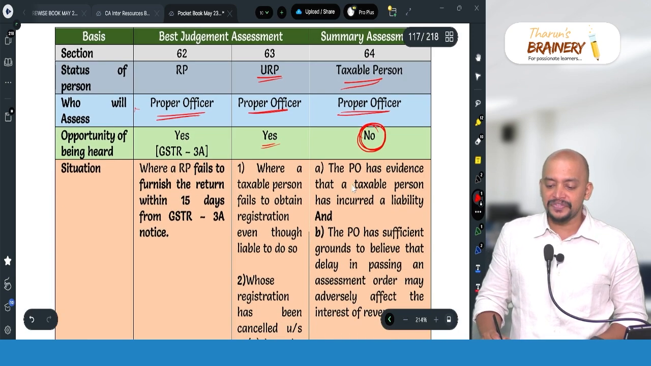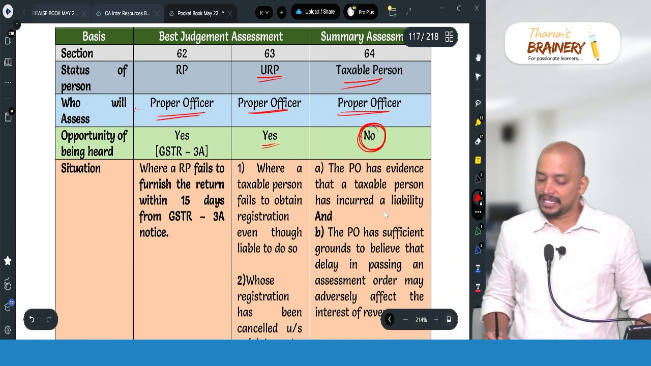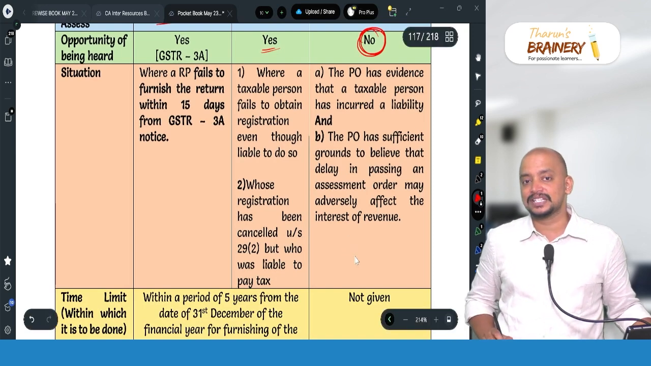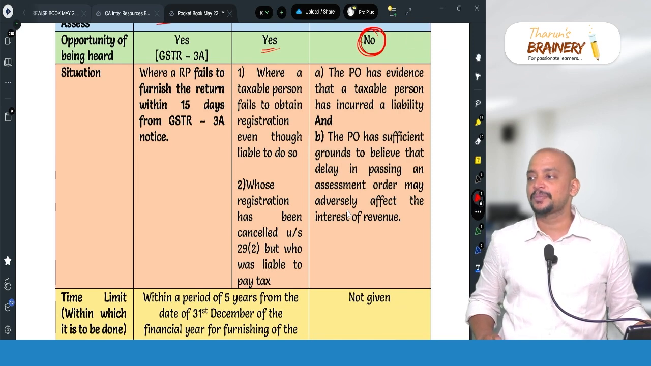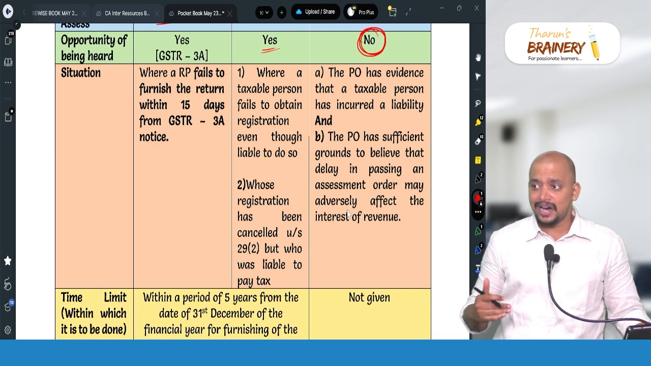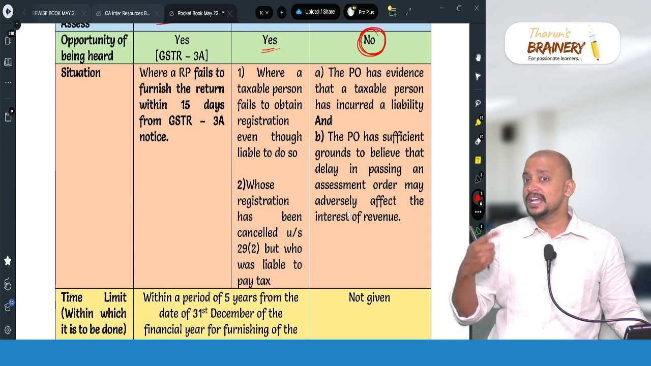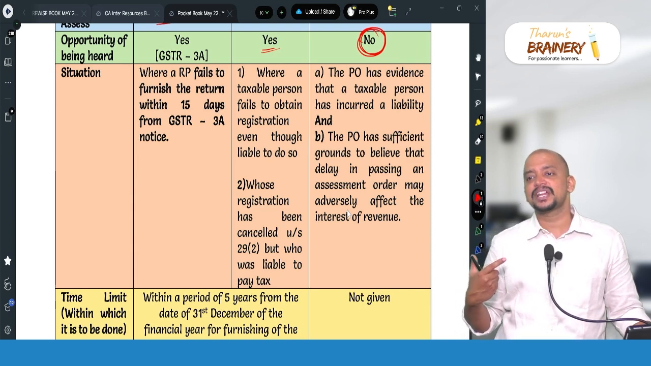And the proper officer has evidence that a taxable person has incurred a liability, and the proper officer has sufficient grounds to believe that delay in passing the assessment order may adversely affect. Say, for example, the proper officer visited the premises of a person and identified some goods. If there is any delay in passing the assessment order, he may escape payment of tax on those goods. So immediately they will pass a summary assessment order.